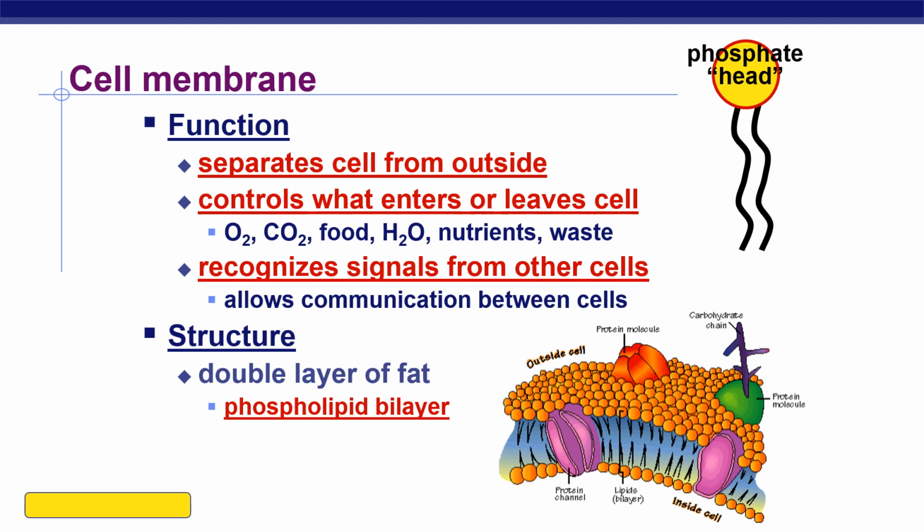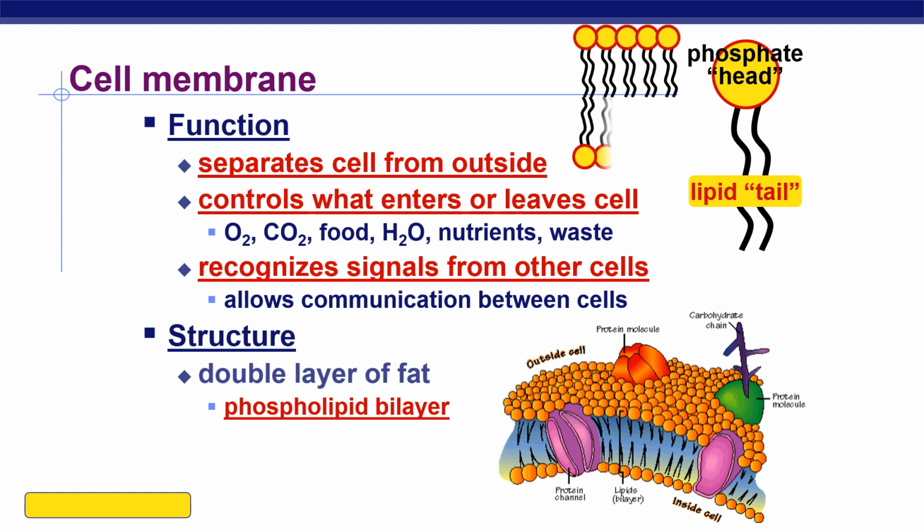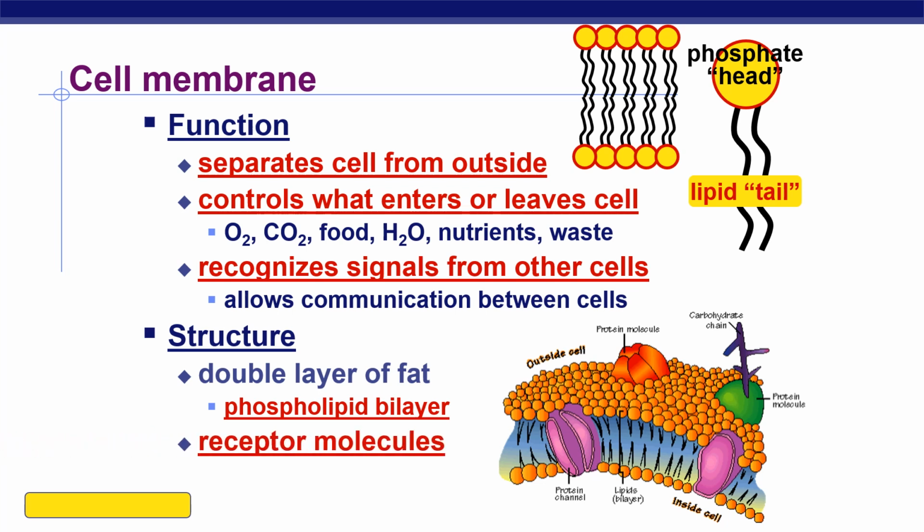So I have here a phosphate head and a lipid tail. The tail is described as a lipid tail, and the head is made up of phosphate. That's the reason why we call it phospholipid bilayer. So look at it. It is a phospholipid bilayer. Why? Because if you look at it, what you find outside and what you find inside is the same.